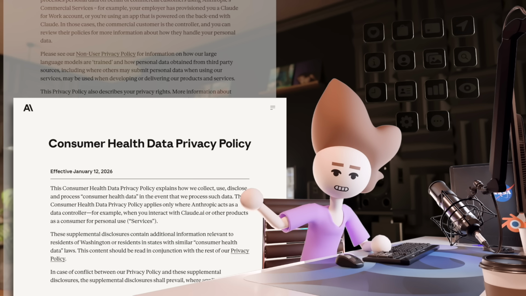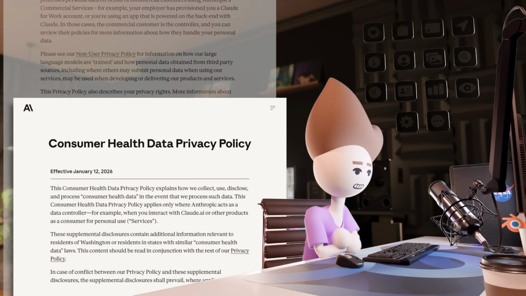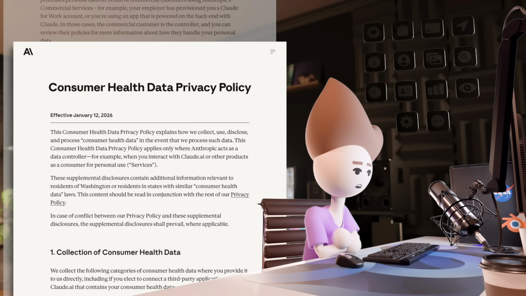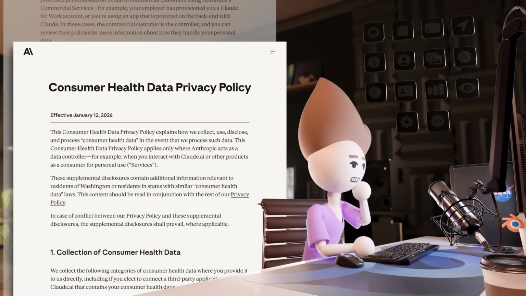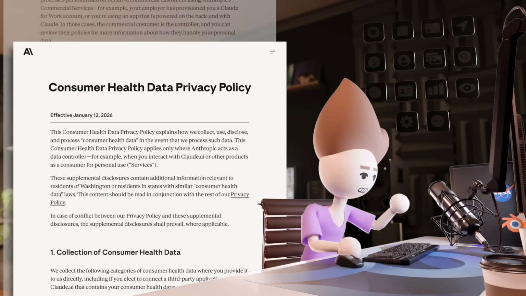Consumer Health Data Privacy Policy, effective January 12th, 2026. This consumer health data privacy policy explains how we collect, use, disclose, process consumer health data in the event that we process such data. This consumer health data privacy policy applies only to where Anthropic acts as a data controller, for example, when you interact with Claude.ai or other products as a consumer for personal use.